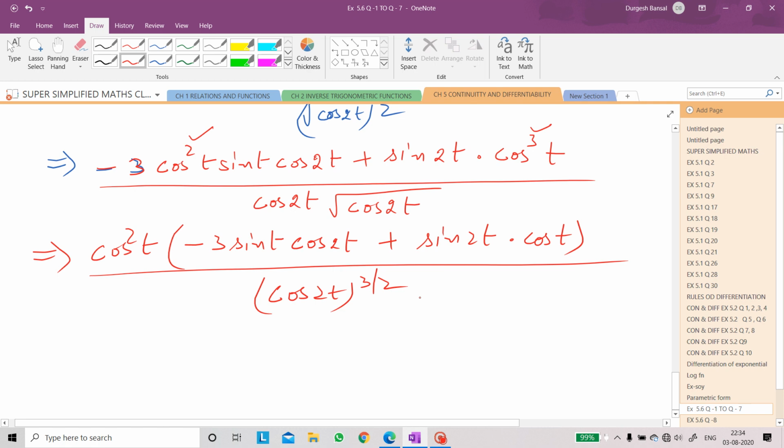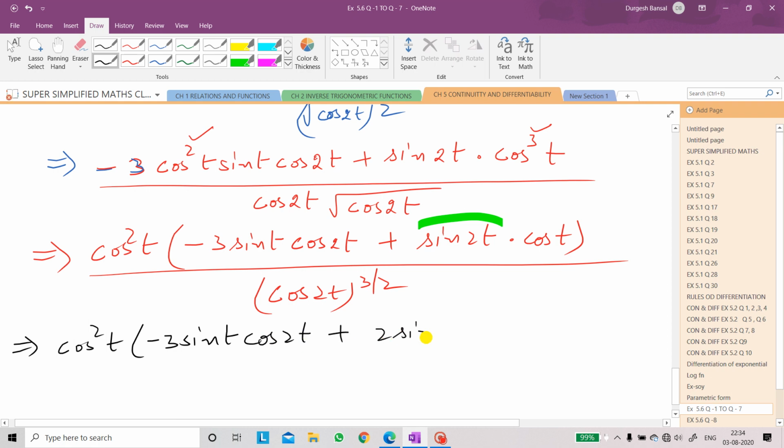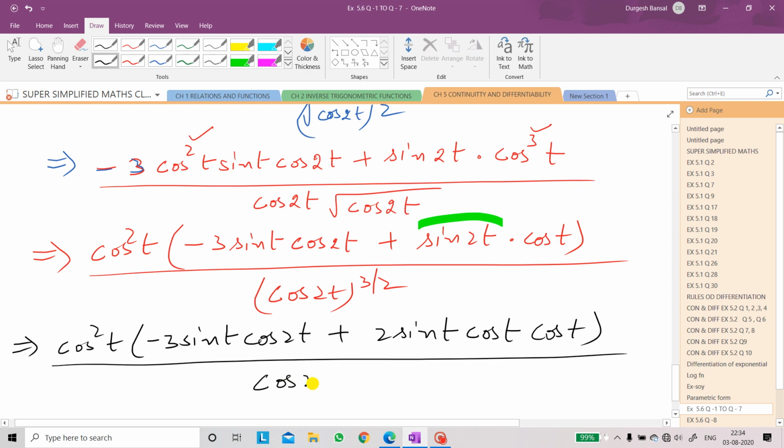Now in the next step I will write this sin 2t will be 2 sin t cos t. This sin 2t in the next step it will be written as 2 sin t cos t. So you will have cos square t minus 3 sin t cos 2t plus 2 sin t cos t into cos t whole divided by cos 2t raised to the power 3 by 2.